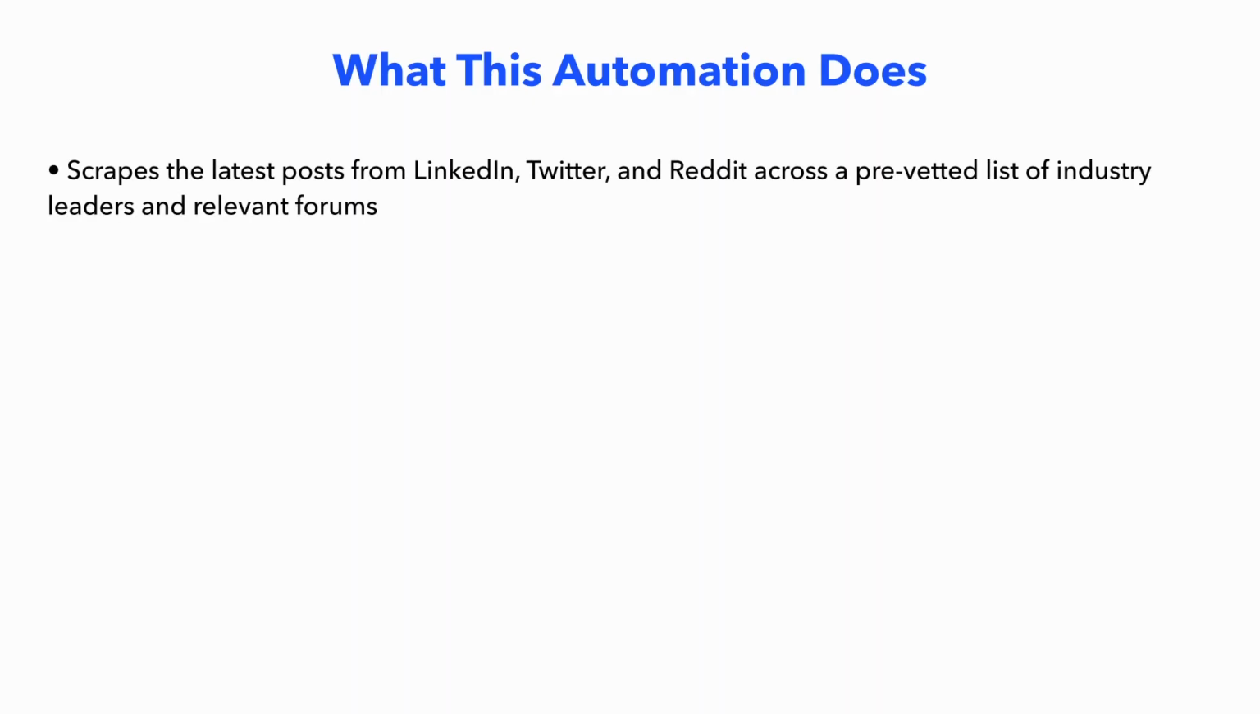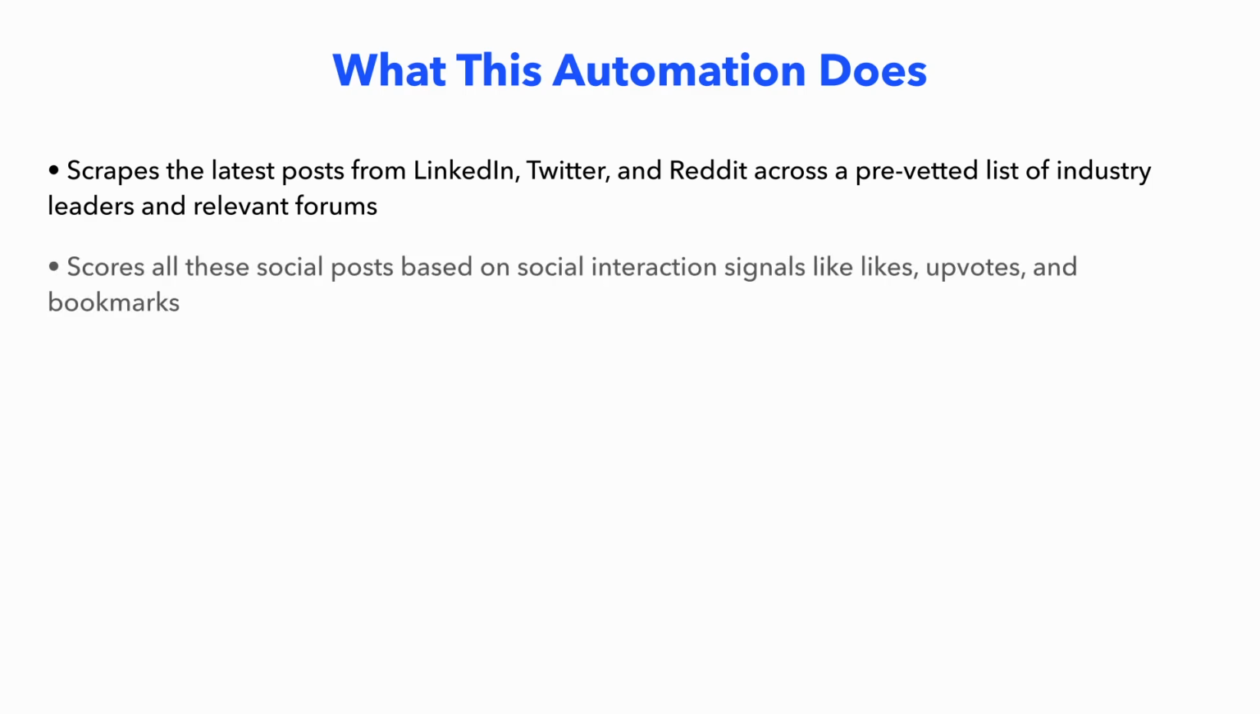In the latest version, after several intermediary versions, it only requires a single user input, and then the automation will scrape the latest posts across the communities we've identified on LinkedIn, Twitter, and Reddit, and this is based off a pre-vetted list of industry leaders and the relevant communities that we care about monitoring. It will score all of the social posts based off the social interaction signals, so the likes, the upvotes, the bookmarks, the replies, things like that.